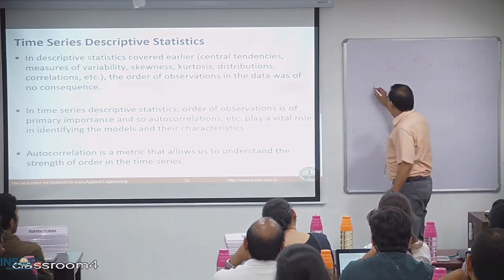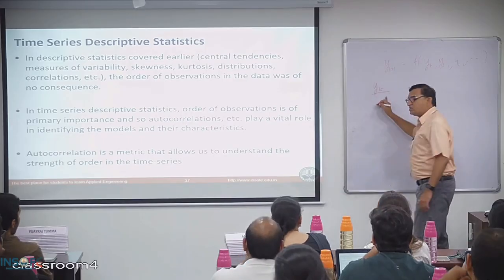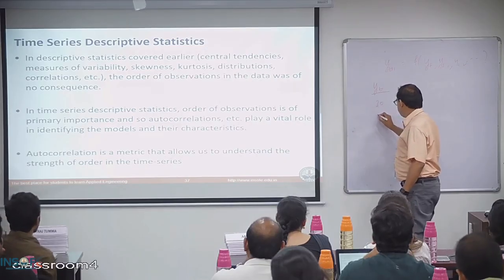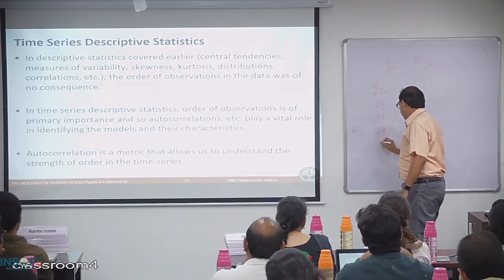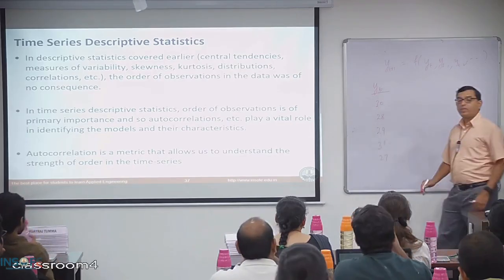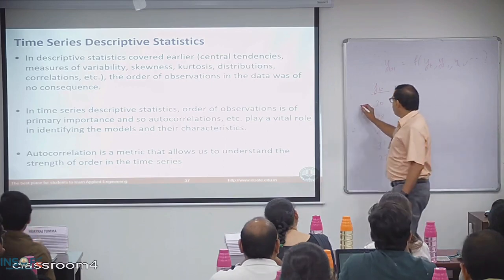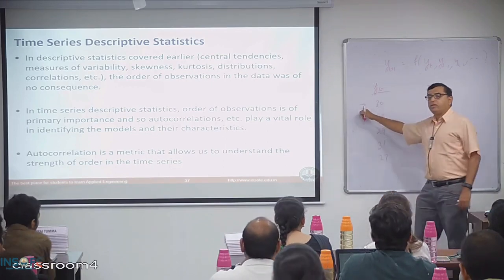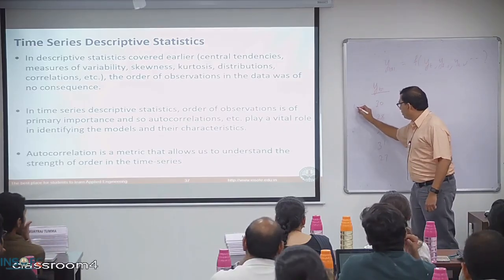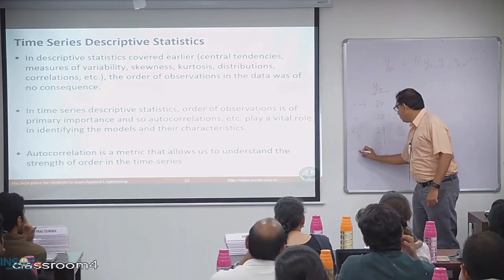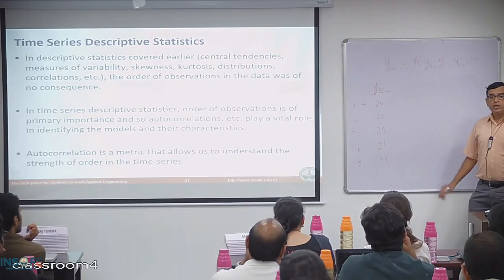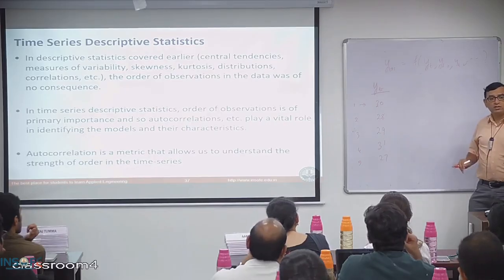It's very simple. All I'm going to do is list the stock prices. Suppose these are the order of stock prices. Let me write it this way: first month, second month, third month, fourth month, fifth month. I'm listing the stock prices here.